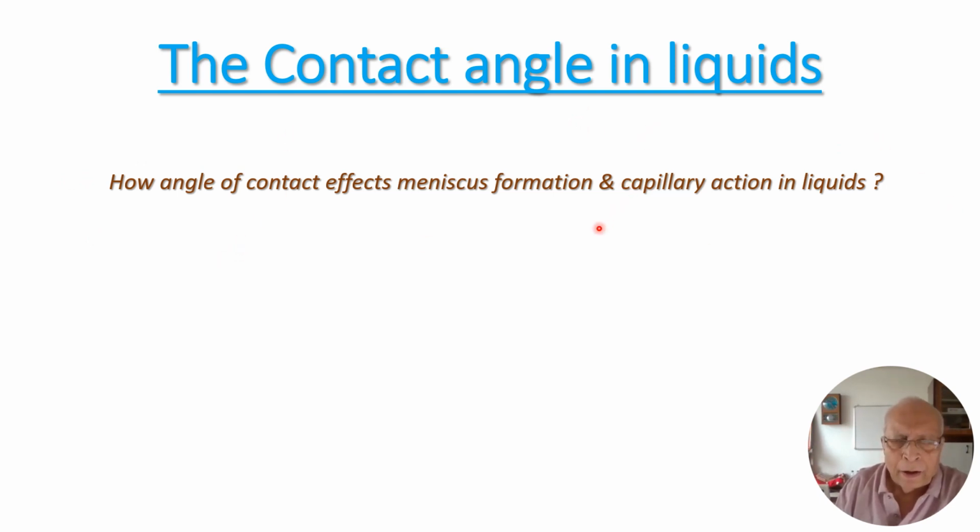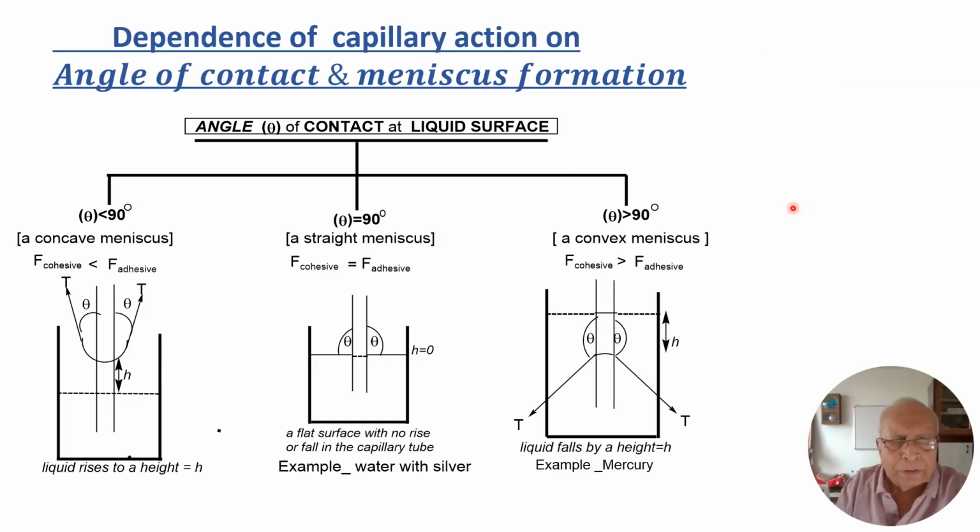Firstly, contact angle is the angle subtended by the tangent drawn at the point of contact of a liquid surface with the solid surface, due to adhesive and cohesive forces. When the cohesive forces become lesser than the adhesive forces, or in other words, when the adhesive forces are stronger than the cohesive forces, there is a particular action regarding meniscus formation and the capillary action in liquids. Now let us see what is there for us.